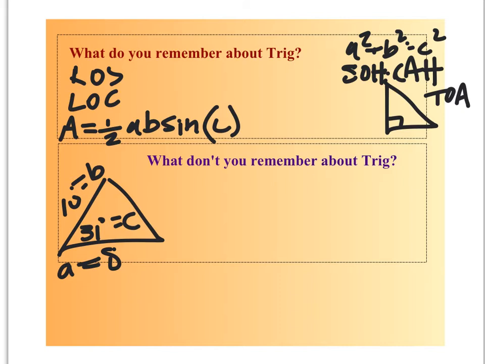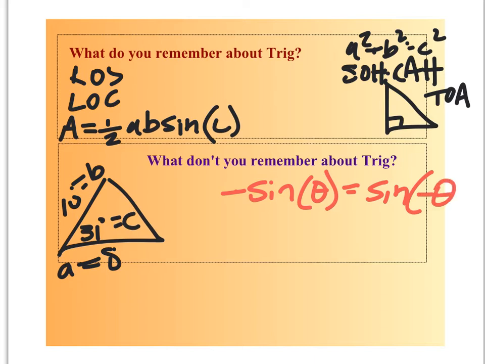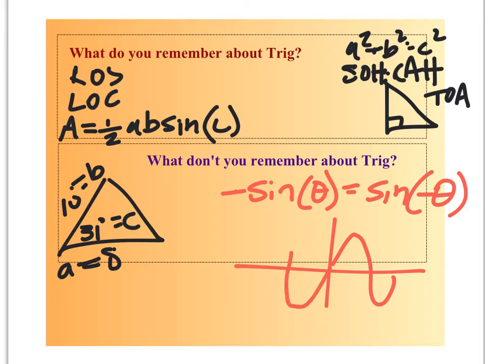Let's see, what have you forgotten about trig? Well, probably a lot. You probably forgot that sine is an odd function. How about this? The opposite of sine theta is the same as sine of negative theta. Right, that's an odd function. Why is it an odd function? Because the sine function has origin symmetry.